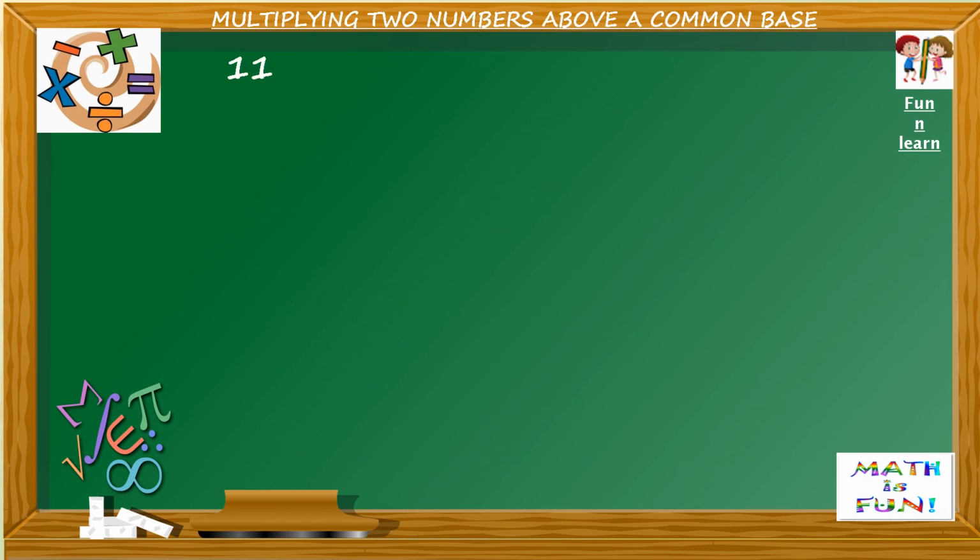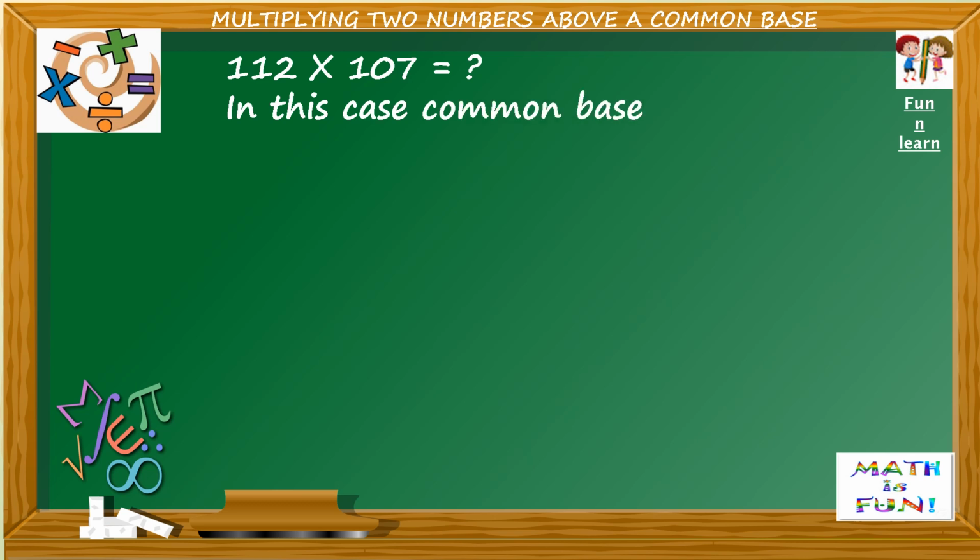Let's try one more problem. 112 into 107. In this case, the common base is 100. Here, 112 is 12 above 100. And 107 is 7 above 100.